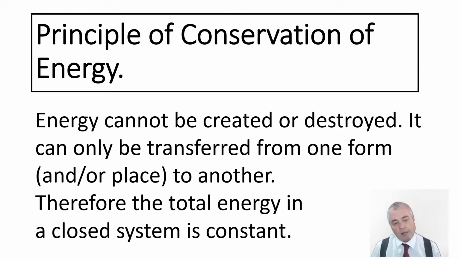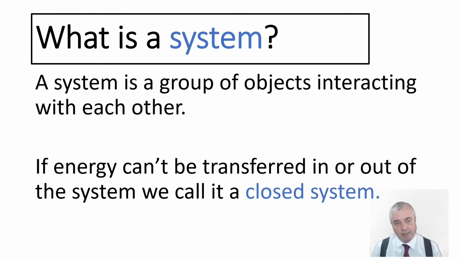And right at the start of this video, I promised that I would tell you what a system was. So here we go. A system is a group of objects interacting with each other. And if energy can't be transferred in or out of the system, then we call it a closed system. And because energy can't be created or destroyed, if you can't transfer energy in or out of a system, then the total amount of energy in that system is going to stay the same.